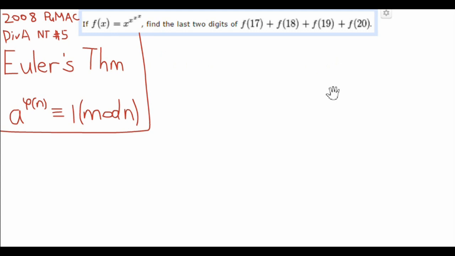So I think we are done explaining. Oh yes, one last thing. a and n must be relatively prime, because if a isn't relatively prime to n, then obviously it can't be 1 mod n. So in the next video, we will be solving this problem using Euler's theorem. And before you watch the next video, I suggest you try to solve this on your own.